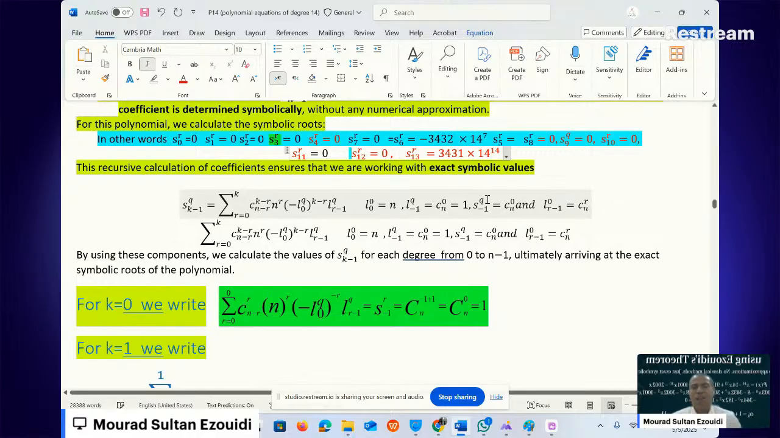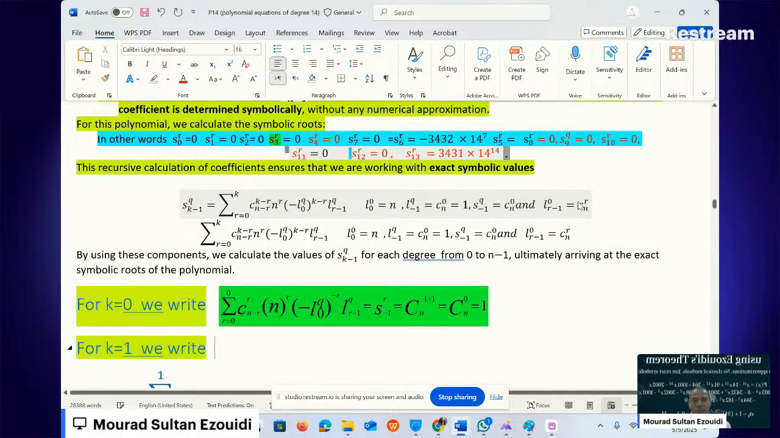This recursive calculation of coefficients ensures that we are working with exact sum roots. Let's go step by step. Here we can see that the value of S minus 1 is going to be equal to 1. This is the Sk minus 1 formula. Now let's say r equals 0 and q equals 0, we will obtain n because they have n fruits. And n minus 1 for the 2 is 1 plus 1 combination. N choose minus 1 plus 1 is 0. So n choose 0 is going to be equal to 1. Also the same here, S minus 1 is going to be always 1.